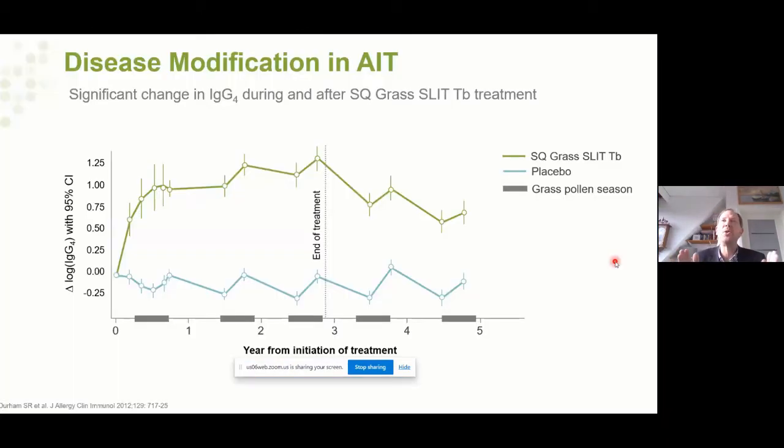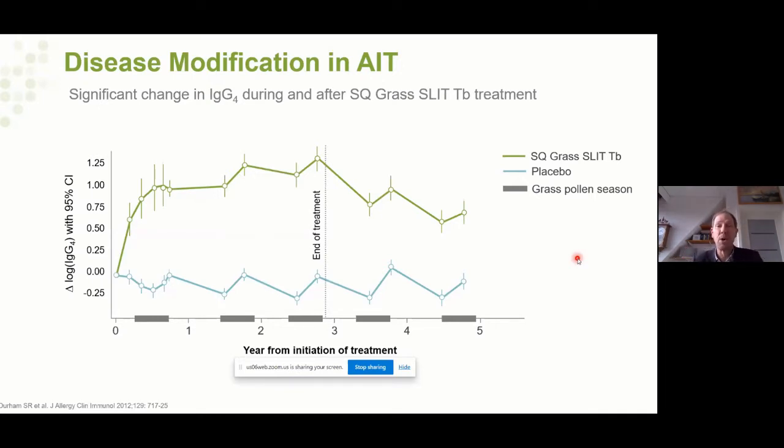And that this is not only a nice story, I show you with some few data. So first, is it really true that we can modify the immune system? You heard in the biologics that you give specific antibodies against specific interleukins. So it's a very specific treatment. Here we have a more broad treatment.